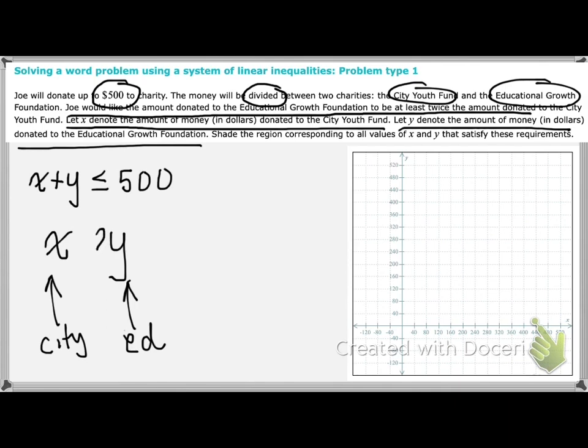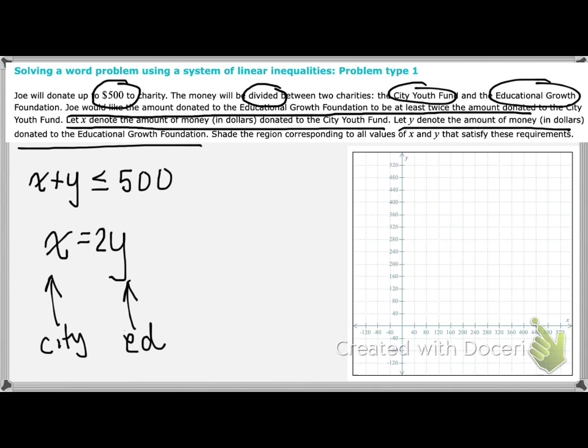So if it were exactly twice the amount, and I multiplied the Education Fund by 2, this would make sense, right? So whatever the Education Fund is, multiply it by 2, and that would be equal to the City Fund. So in this scenario, there'd be twice as much in the City Fund, because if the Education Fund was 50, then 2 times 50, City Fund would be 100. Twice as much. Now this says at least twice as much.